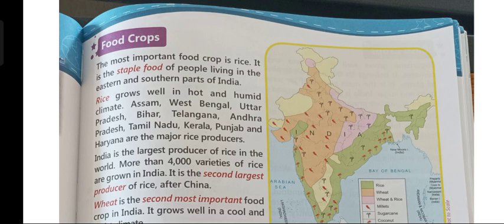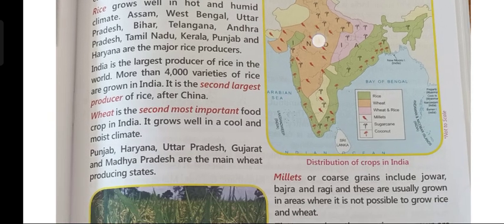And lastly, children, India is the second largest producer of rice after China. So, which country is the second largest producer of rice? So, children, the answer is China. China is the largest producer of rice in the world. Now, let us read about wheat.